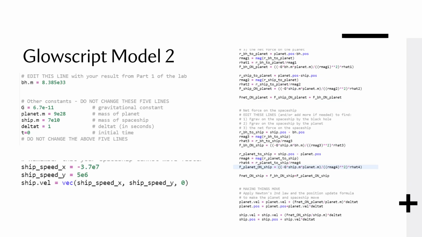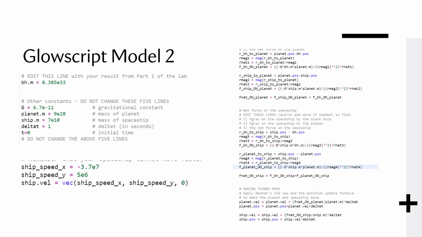And here is my GlowScript model for part 2 of this lab. On the left here, the only initial condition I changed was that I imported the mass of the black hole. And on the bottom left here, the initial velocities for the ship were found using trial and error, by just running the model and trying different velocities to see which one got the spaceship closest to the black hole without getting sucked in or crashing into the planet. Then over here on the right are the computational steps that I used to calculate this.